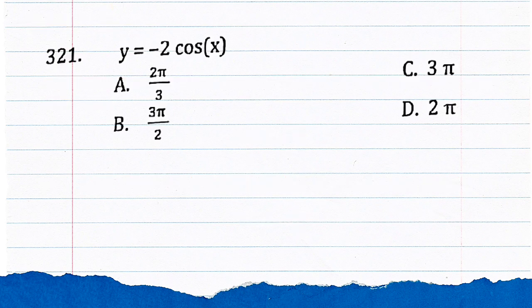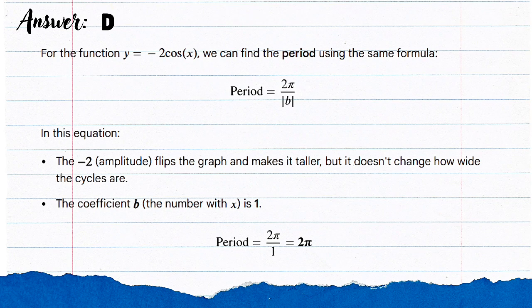Question number 321. Y equals negative 2 cosine x. And here are the choices. Letter A, 2 pi over 3. Letter B, 3 pi over 2. Letter C, 3 pi. Letter D, 2 pi. And the answer is letter D.